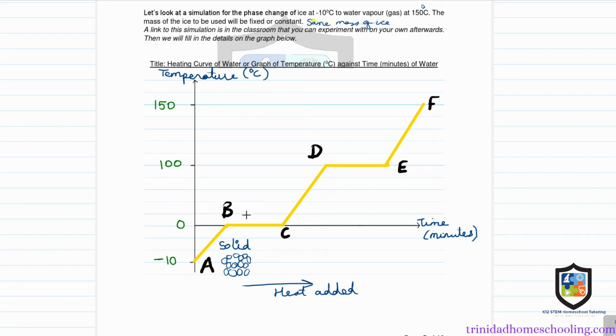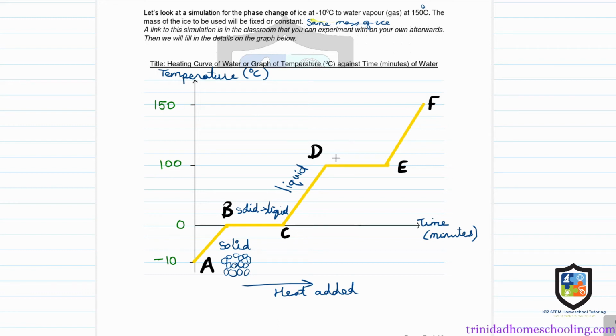Here, what happened? When the temperature was at 0 degrees Celsius and there was no temperature increase, we had solid turning into liquid. And then what were we heating after we turned all the solid into liquid? When the temperature was increasing, we had liquid only. Alright, so we have liquid only between C and D.